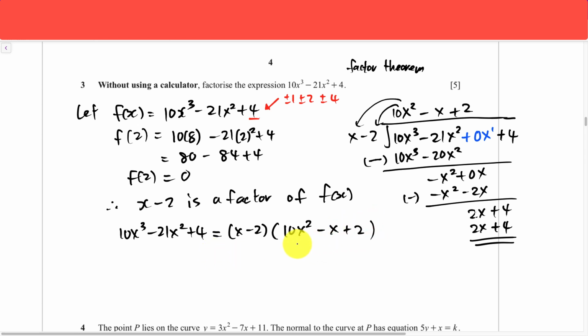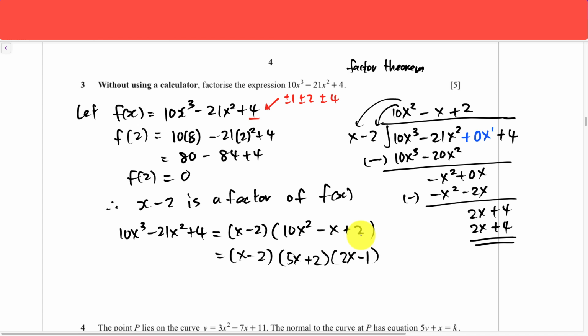Of course, I want to see whether I can factorize this one further. So I will just try to factorize this quadratic. You all should be able to do it. I will say 5x and 2x. So in order to get 1, I will say 2 and 1. This one should be negative. This one should be, oh, can't. Because if this one is negative and positive, I will get negative 2 here.